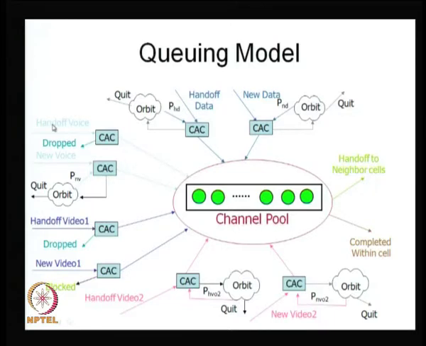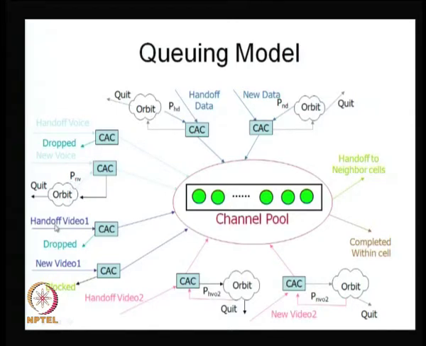The first one is the handoff voice. The call admission control scheme allows, then the call will be allotted, otherwise it will be dropped. There is no waiting, there is no orbit; the blocked calls won't go to the orbit and wait. Whereas the new voice call, if there is no channel, will go to the orbit, and with some probability it will again retry after a phase type distributed time, which we have made the assumption, otherwise it will quit with the 1 minus this probability.